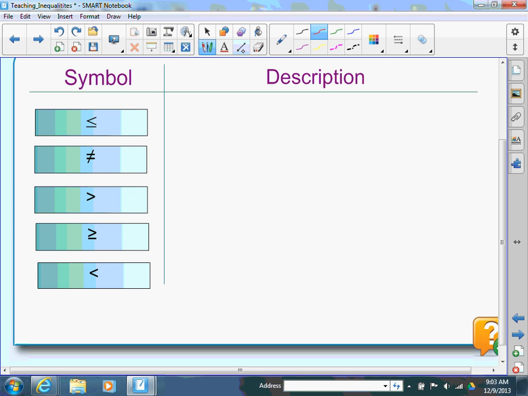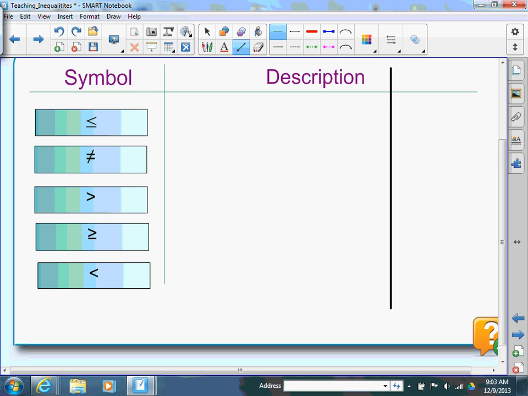And do you see where it says description right here? I want you to draw another column and put graph. Okay, we ready? All right, this first symbol.